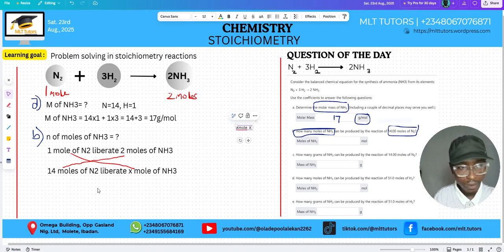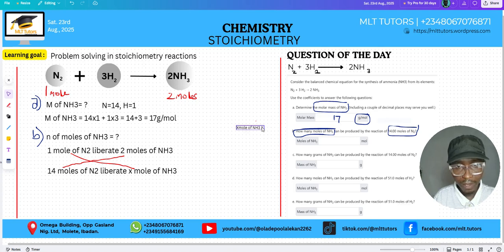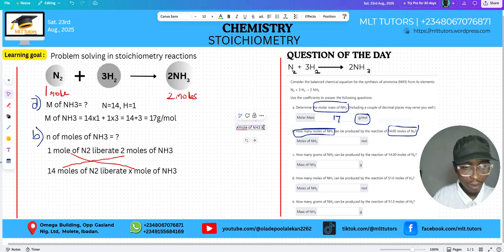X mole of ammonia multiplied by 1 mole multiplied by 1 mole of nitrogen equal to 2 moles of ammonia multiplied by 14 moles of nitrogen.